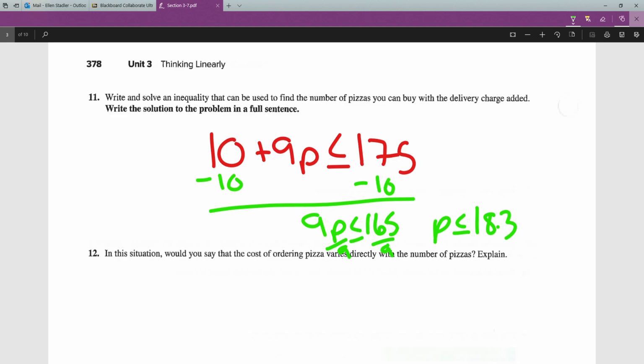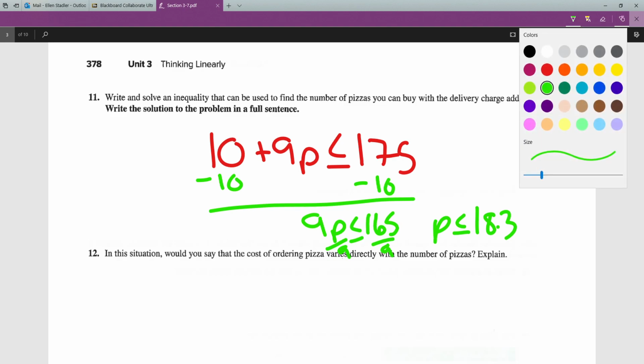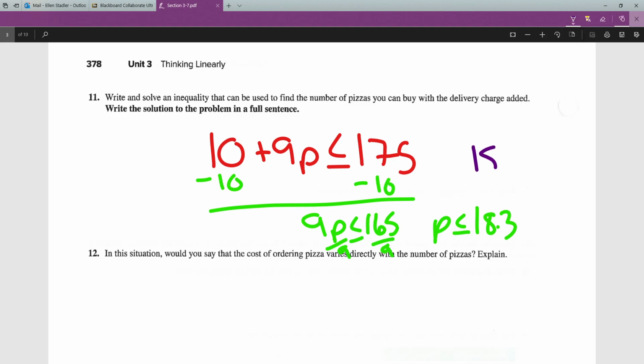So what is the most number of pizzas I can buy? Well, I can't buy 18.3, so the most I can buy is 18. So the delivery charge affects how many pizzas we can buy.